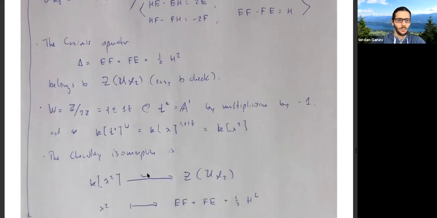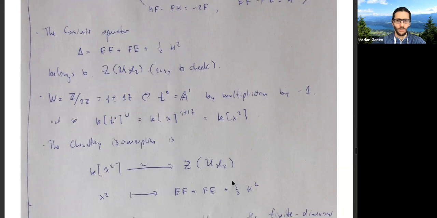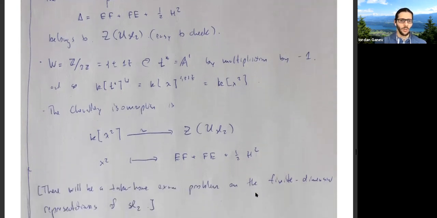And the Chevalley isomorphism goes from polynomials in x squared to the center, and it takes this generator x squared to this Casimir operator, and it's an isomorphism. So anything in the center is just a polynomial in this Casimir operator. And it's also not a coincidence that here we had x squared, which is a quadratic thing, and this Casimir operator is a quadratic thing. So that's how things work in the case of SL2. There will be something more about this in the take-home exam, but it's going to be straightforward. You don't need to know anything about universal enveloping algebras.